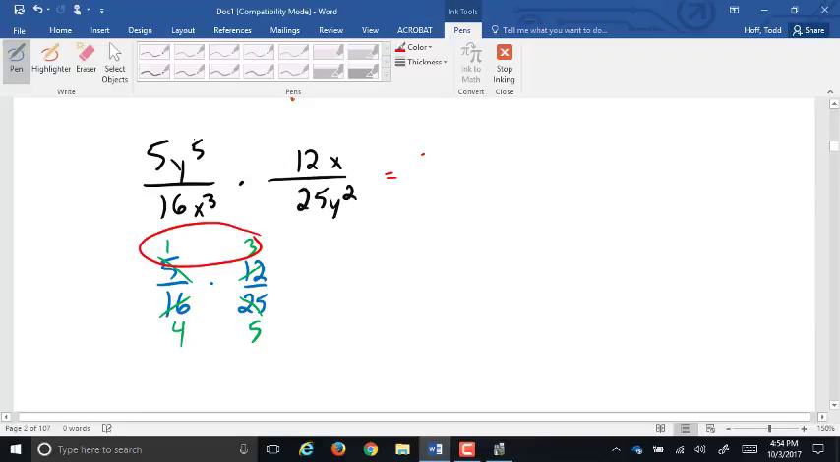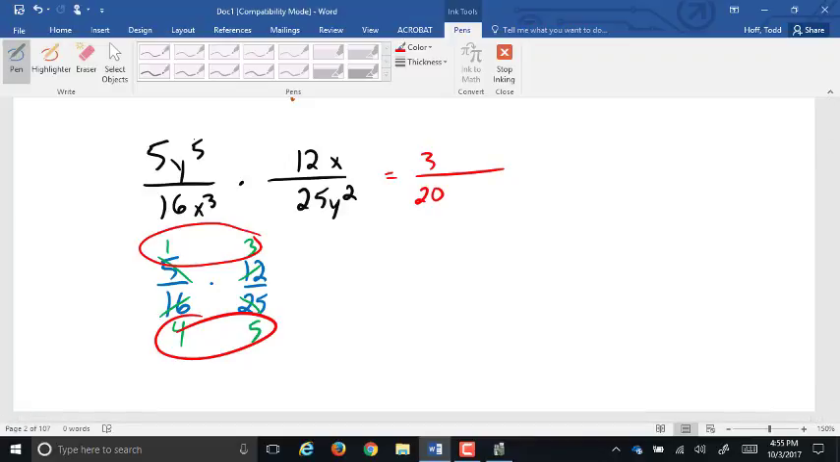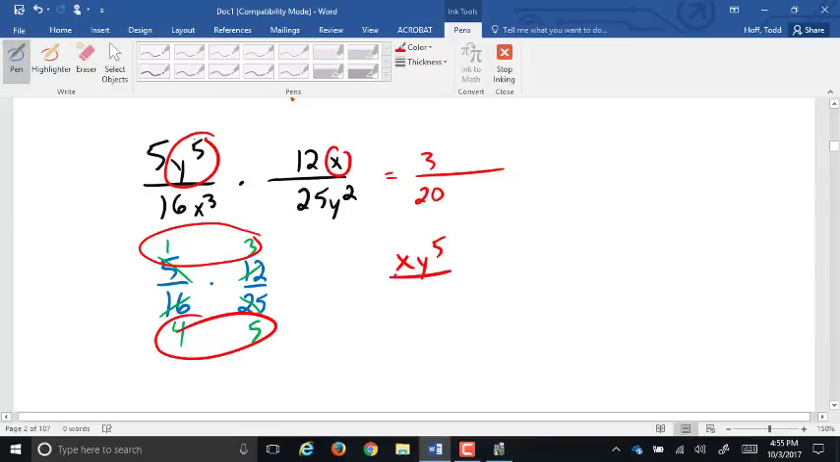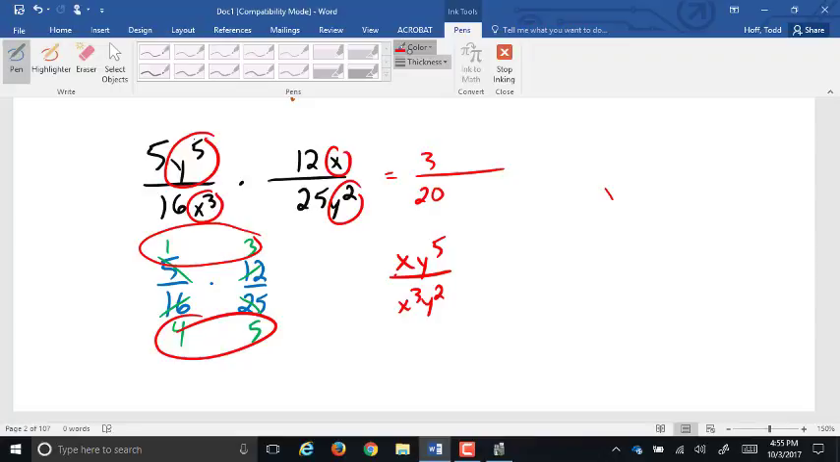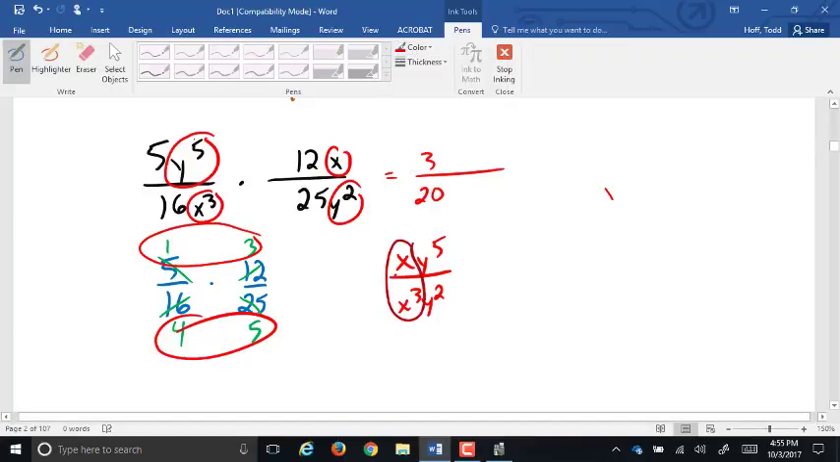1 times 3 would be 3. 4 times 5 would be 20. That's the numerical part of our answer. Now the variables can also be cross-canceled. I'm just going to combine them out here. I've got y to the 5th and x, that's xy to the 5th, over x to the 3rd y squared. Then I'm just going to do the same thing that we did before. X ends up on the bottom and it's squared. Y ends up on top and it's to the 3rd.